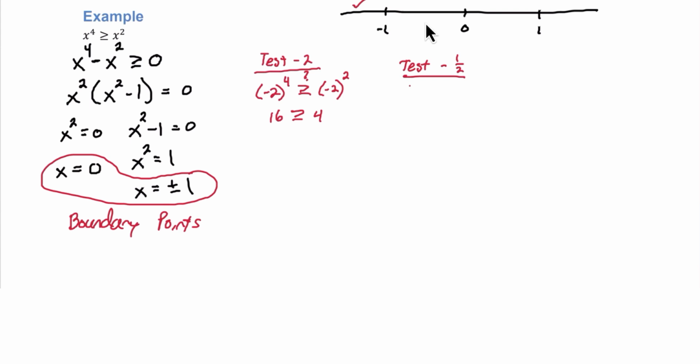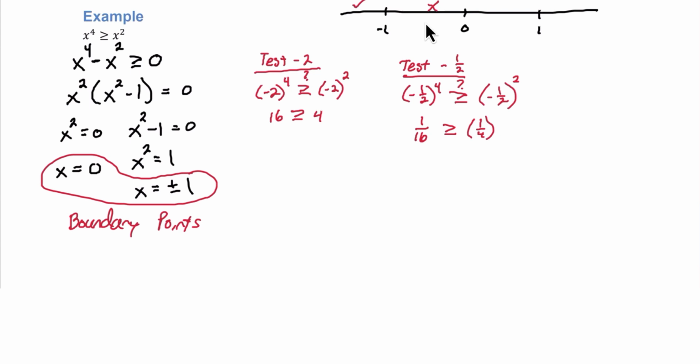And again, we'll go back to the original inequality to test -1/2 to the 4th. We're asking, is that greater than or equal to -1/2 squared? -1/2 to the 4th power is 1/16. And -1/2 squared is 1/4. This is a false statement, so we do not want that interval. That one's false.